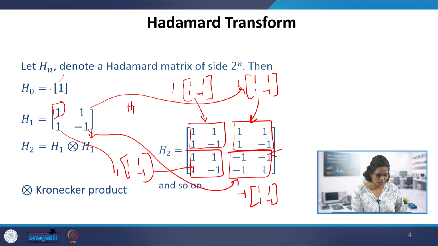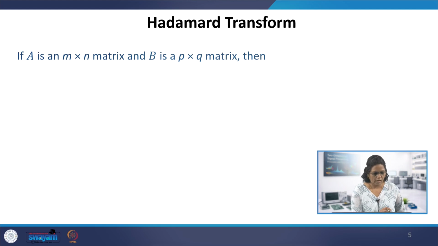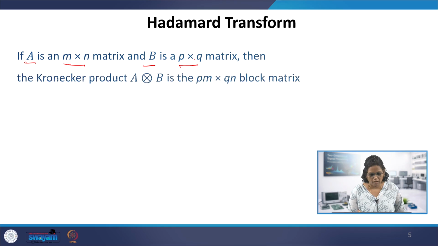So H0, H1 and H2. The Kronecker product implies this, and these four blocks can be obtained through it. Just to explain the Kronecker product, suppose we have a matrix A of size M cross N, and B is another matrix of size P cross Q. Then the product of A and B will have P times M rows and Q times N columns, so it is PM cross QN in size. This is how we get H2.